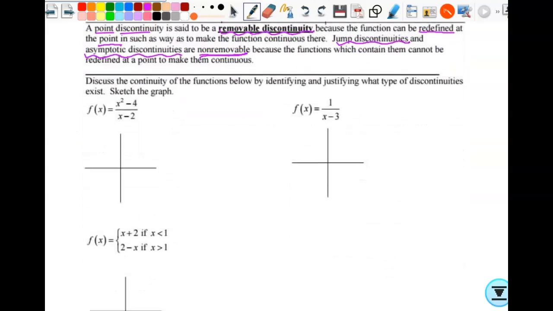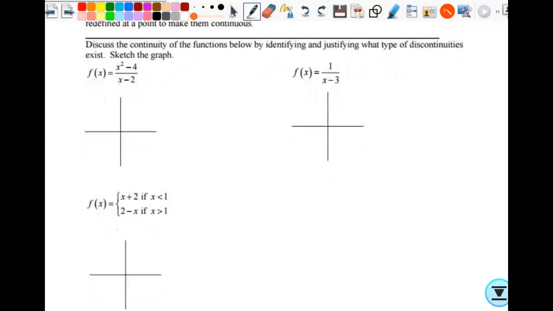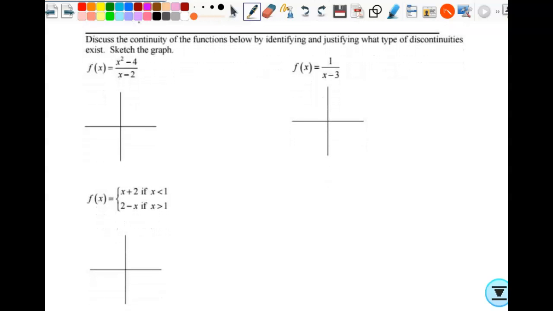All right, let's look at this. It says, discuss the continuity of the functions below by identifying and justifying what type of discontinuities exist. The first thing we're going to do is see, does f of c exist? I don't really know what c is here, so I didn't write it as a limit. Let's just do this. Does f of 2 exist? It doesn't, does it? Because I have 0 in the denominator. So f of 2 does not exist. So we fail on step 1.